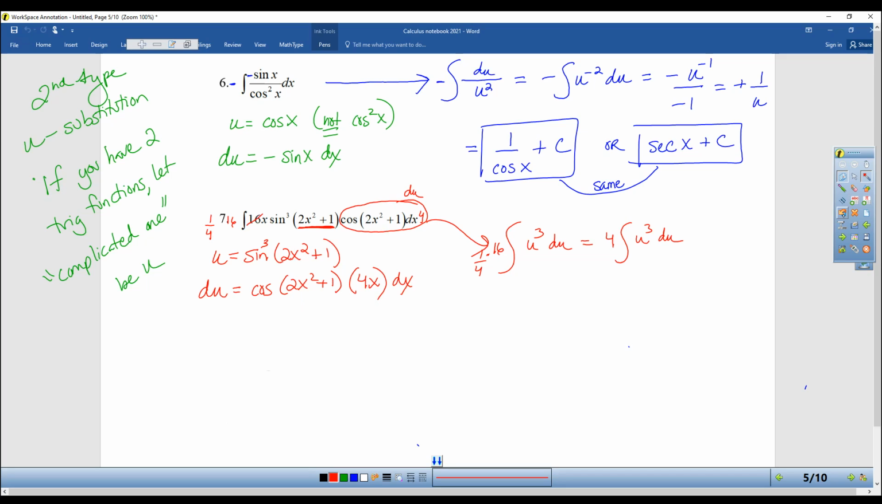But I don't mind having the u be cubed, because this is not a hard derivative at all, or integral at all. The 4 stays, it's a constant, and I have u, I raise this power by 1, and divide. So my final answer is u, which is sine of 2x squared plus 1 to the 4th, plus c, which of course nobody's going to write it that way. They're going to write it as sine to the 4th of 2x squared plus 1, plus c.